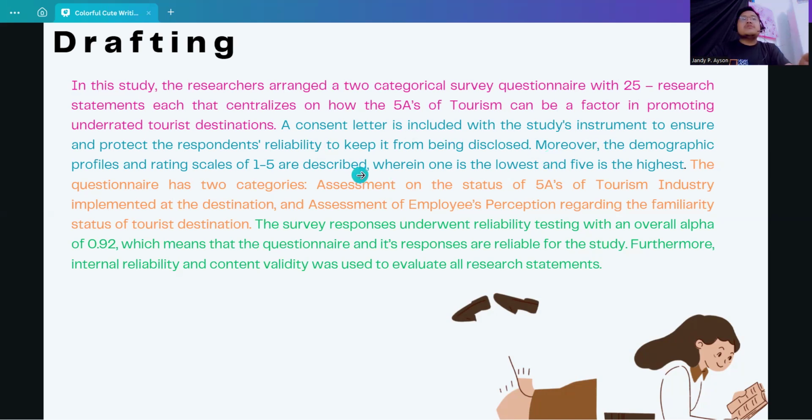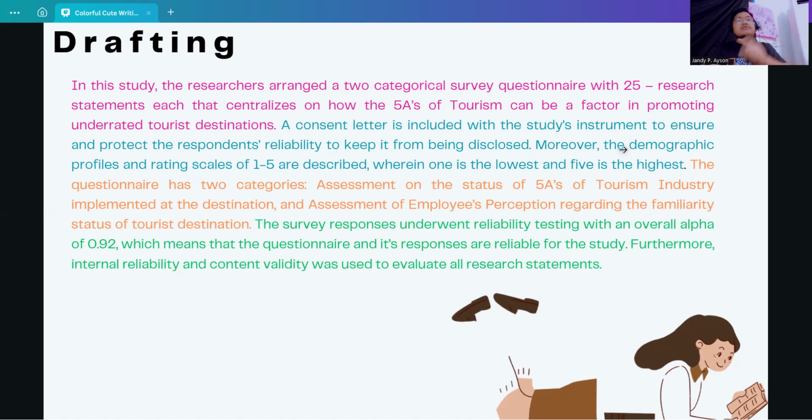Then moreover, the demographic profiles and rating scales of 1 to 5 are described, wherein 1 is the lowest and 5 is the highest. So sinabi dito na kukuhanin din yung some demographic profiles of the students and yung rating scales, which is 1 to 5, are described then.